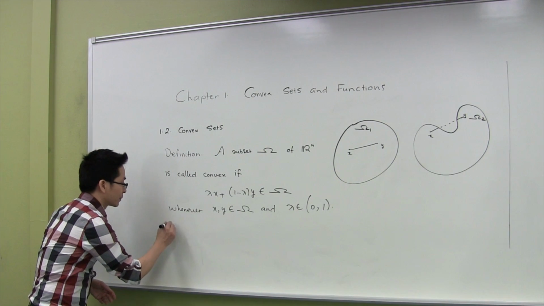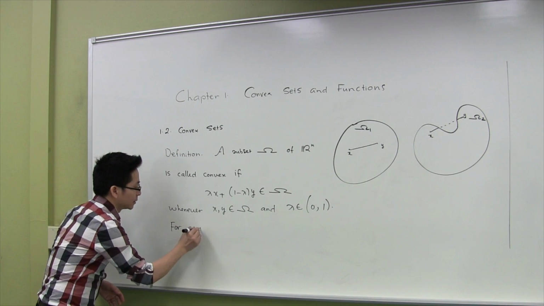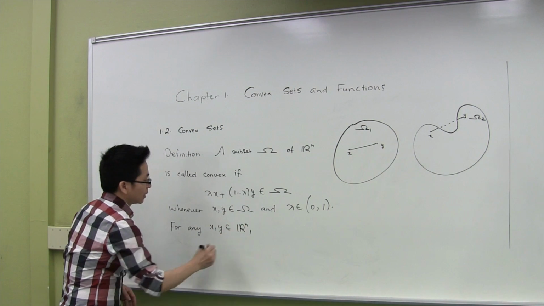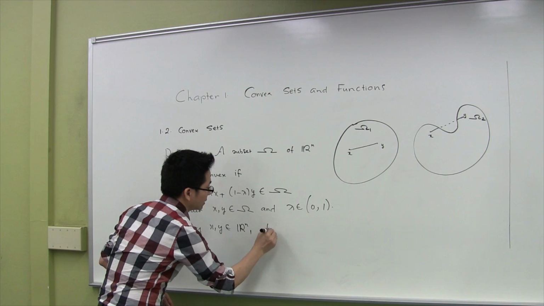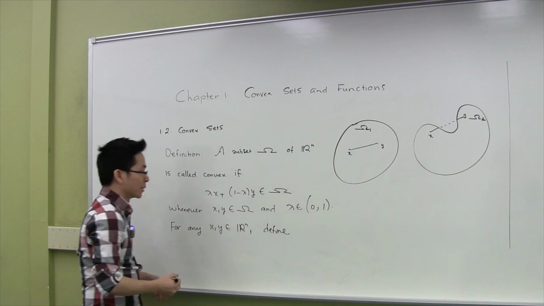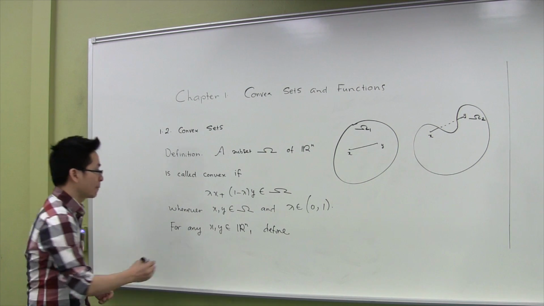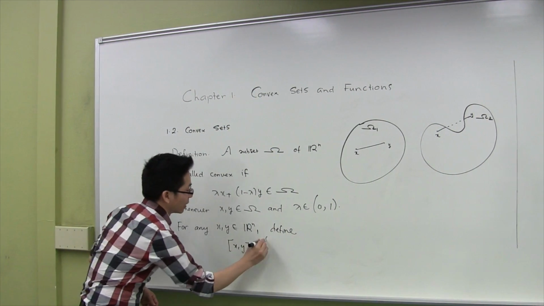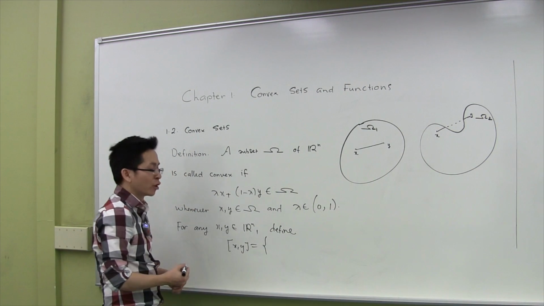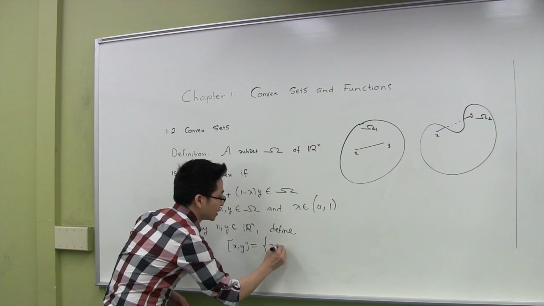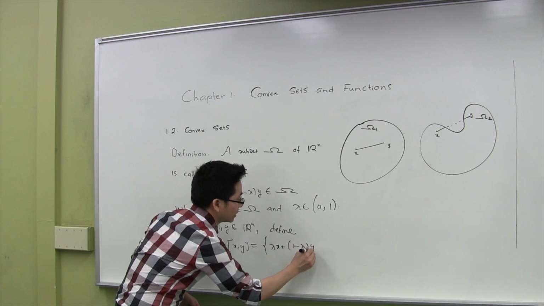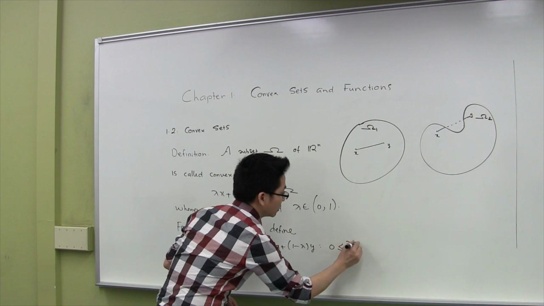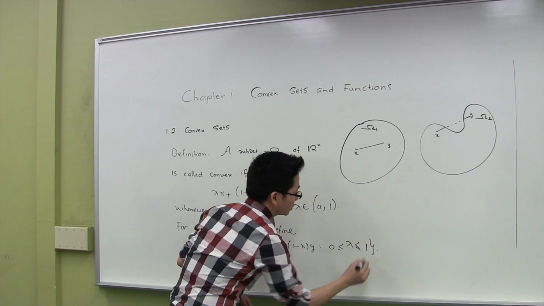Now, from this definition, we see the following. For any x and y in Rn, we define the line segment connecting x and y by this set of all elements of Rn of the form lambda x plus 1 minus lambda y. Over here, lambda is greater than or equal to 0 and less than or equal to 1.